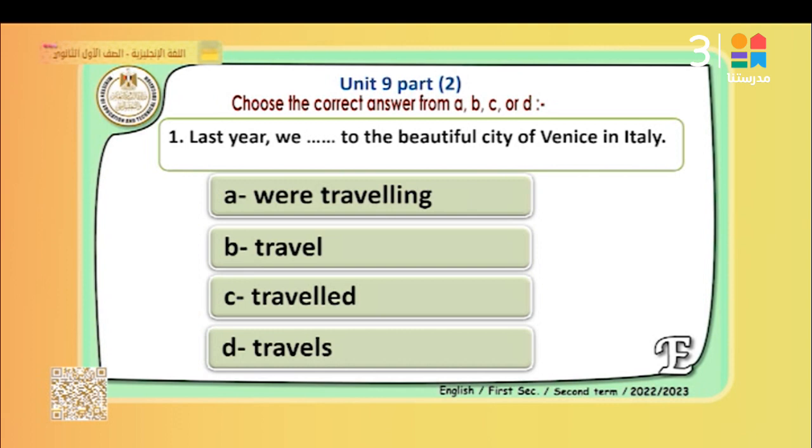Now let's look at some exercises on the past simple tense. Last year we to the beautiful city of Venice in Italy. Of course, here we have a key word which expresses the past simple, last year. So when we use the word last, or yesterday, or ago, or once, we use the past simple tense. So here we will say, last year we traveled to the beautiful city of Venice.